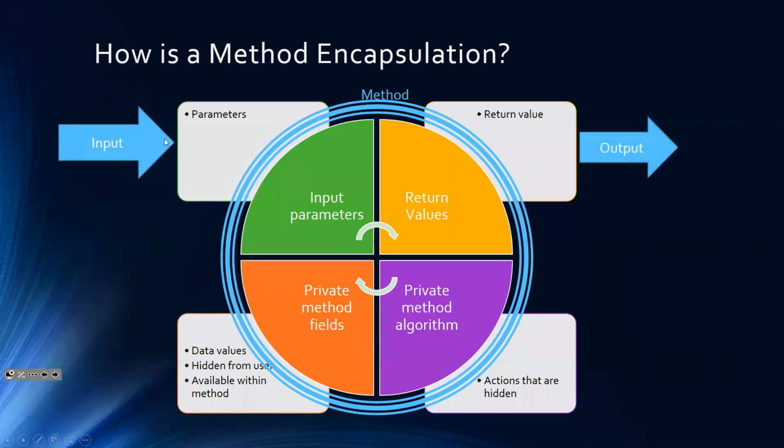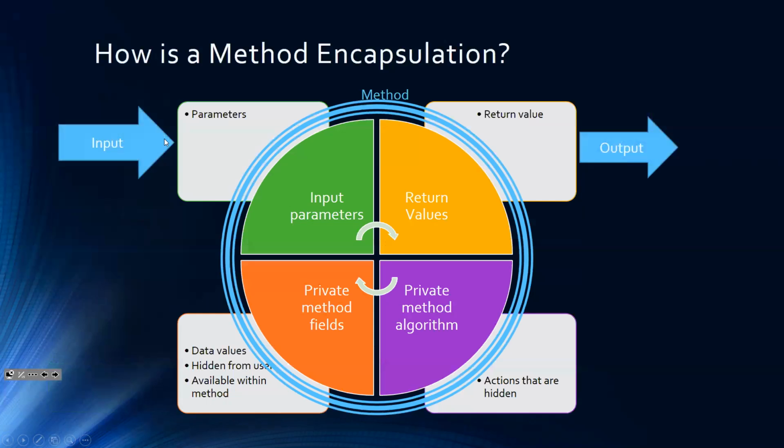I showed you those pictures at first of the grass tied in the crystal. Well, a method is actually containing all of these things: input parameters, return values. We could have data fields, like our temp variable could be contained within a method. We could have algorithms running within our method. Nobody needs to worry about any of those things. They're all encapsulated, hidden within that method.